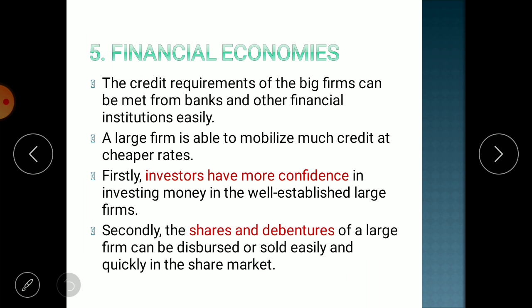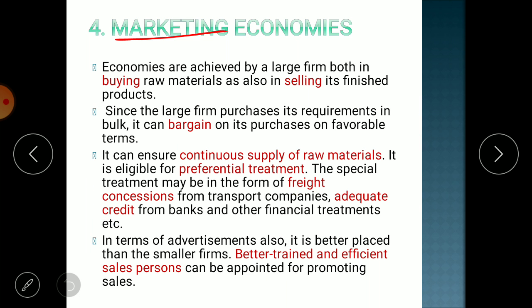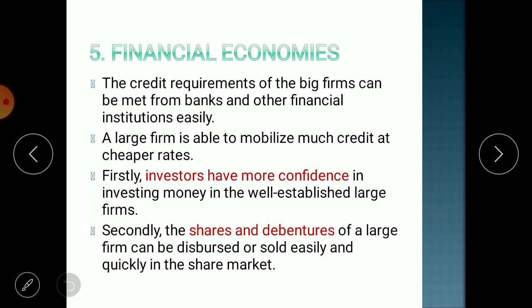Then financial economies. The credit requirements of the big firms can be met from banks and other financial institutions easily. A large firm is able to mobilize much credit at cheaper rates. As we have talked about purchasing economies and marketing economies, adequate credit requirements are available to the large firms. The same thing is written here, that large firms, if they want a loan, can easily take a loan from banks and other financial institutions.